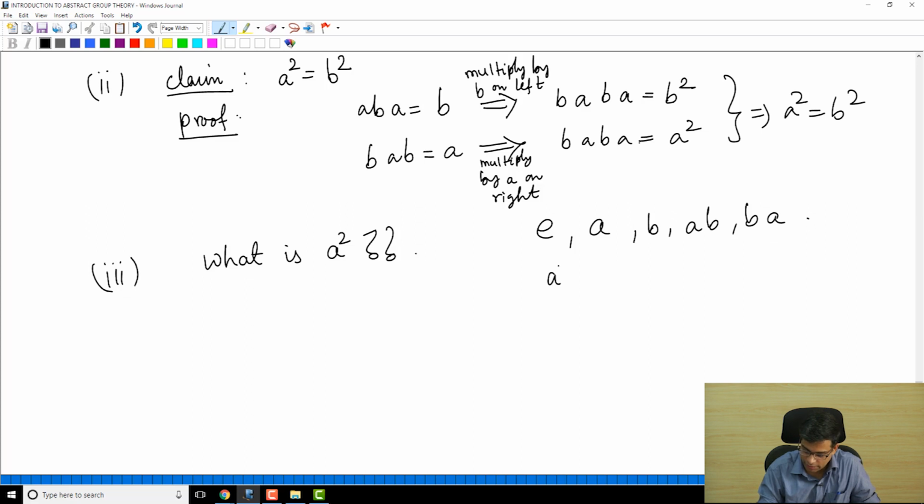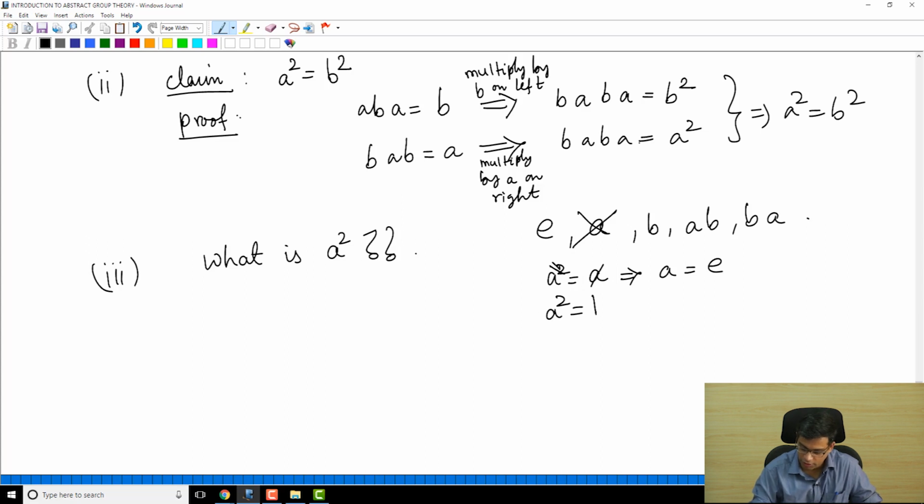Suppose A squared is A, right. This means I cancel one copy of A. So that means A equals E, because A squared is A star A equals A. That is not possible, because A is a distinct element.